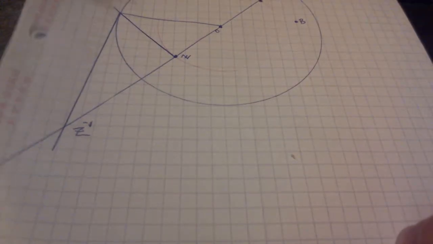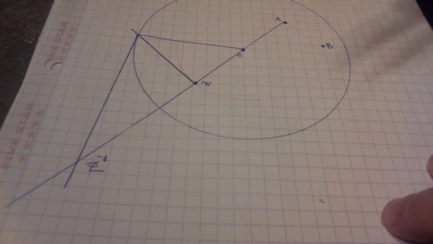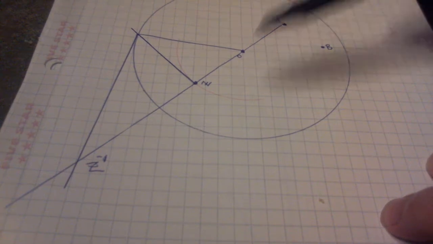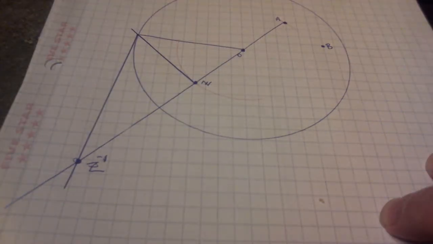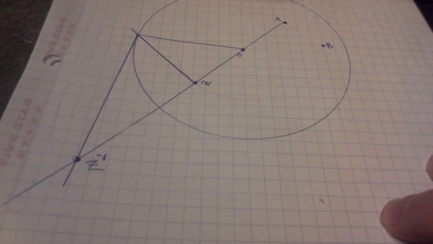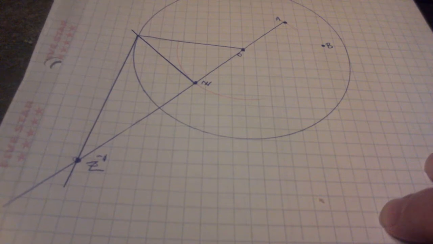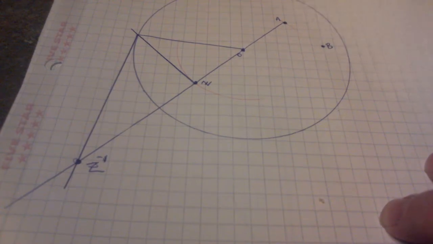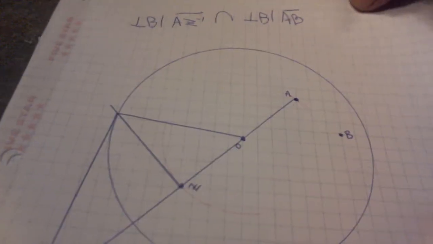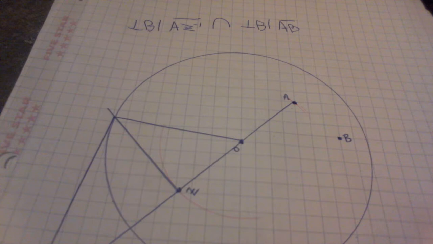And here's the truth. This is proved in the book. Any elliptic line through A must contain Z inverse. So now I have 2 points that have to lie on the circle that I seek. So what I'm going to do is this. I'm going to get the perpendicular bisector of A Z inverse, and I'm going to have it intersect the perpendicular bisector of AB. And where those perpendicular bisectors intersect will be the center of my elliptic line through A and B.